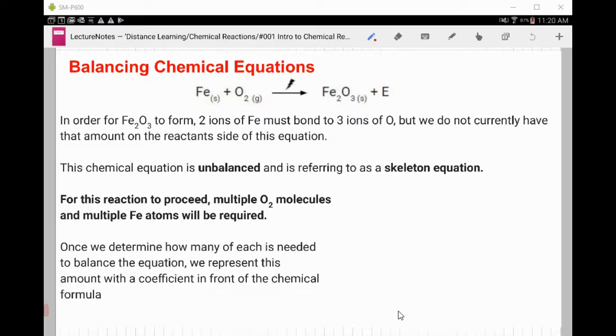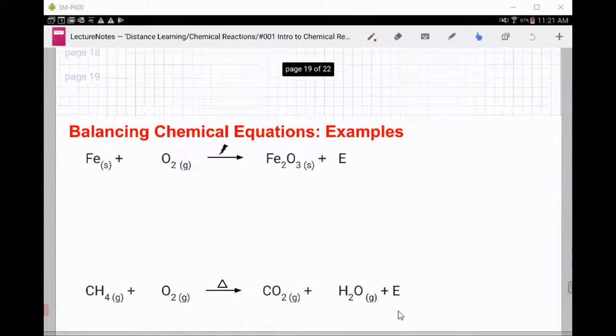3 oxide. Clearly from this, we see that we're going to need multiple irons and multiple oxygens in order to reach the iron 3 oxide compound that we need for this product. Our goal is to figure out how many of each of those we need to do so. There's a lot of different ways you can do this.